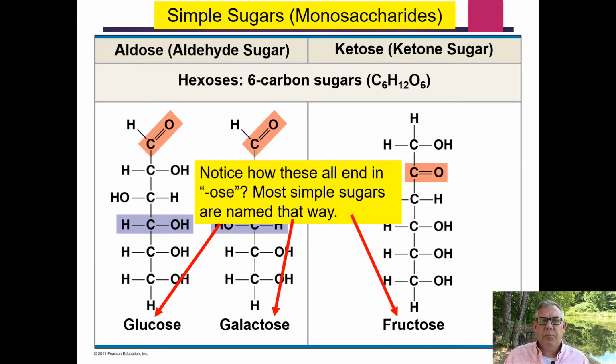And part of learning about these molecules is you learn the conventions for naming them. So you've got glucose and galactose and fructose. They all end in ose, right? And so if you see a name that ends in ose, it's probably a sugar. It's probably a carbohydrate.